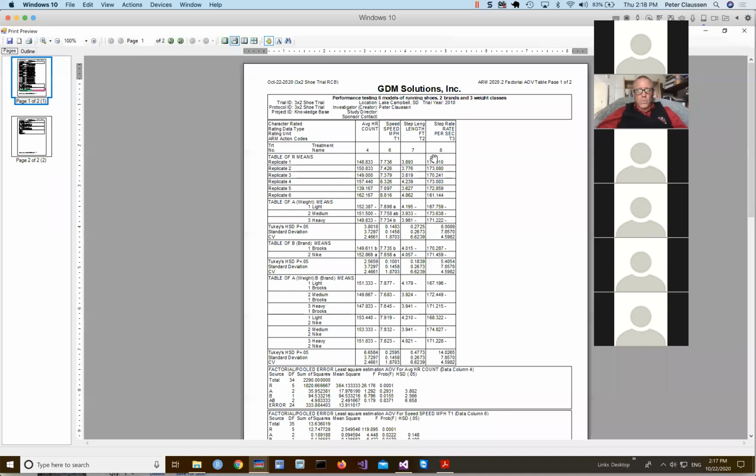And now what we can look for in our factorial analysis is that among factor A, the light, medium, and heavy shoe, we see significant differences overall on the main effect. Lightweight shoes, I tend to be faster. Heavyweight shoes, I tend to be slower. We can also look at the B components, and that is in Brooks shoes, I tended to be slower. I tended to be faster in Nike shoes.